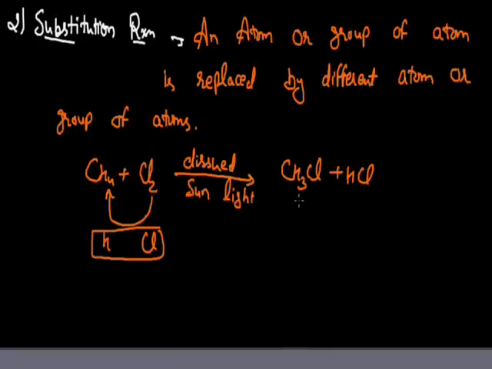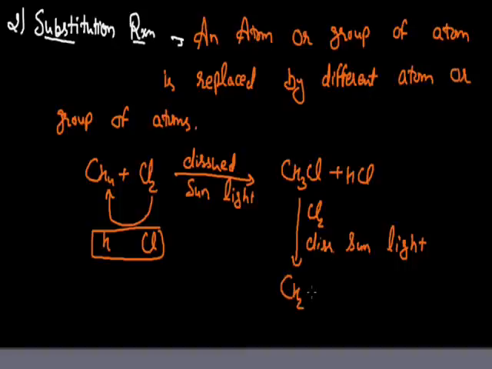If I continue this substitution reaction, and react this chloromethane again with 1 molecule of chlorine in diffuse sunlight, then again 1 chlorine atom will replace another hydrogen atom, and as the product we will get the molecule CH2Cl2, dichloromethane, and again a molecule of hydrogen chloride will be formed.